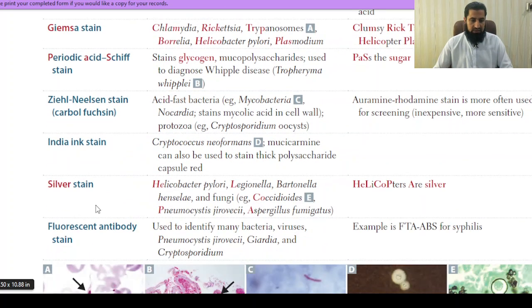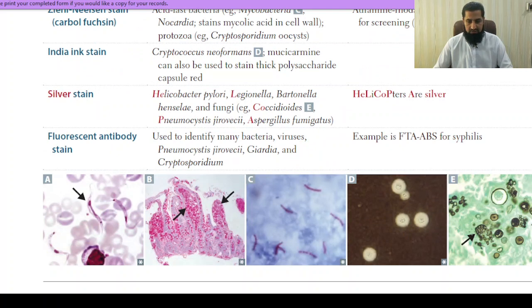Another staining technique is silver staining. Silver staining is used to stain H. pylori, Legionella, Bartonella, and fungi. An example of fungi is Coccidioides. Here you can see the Coccidioides.